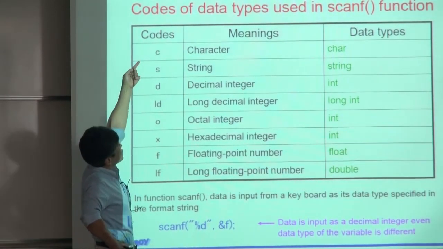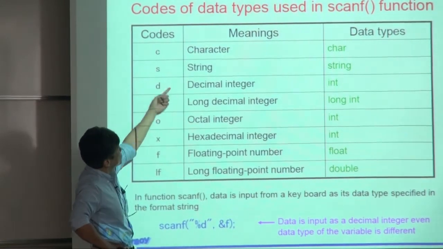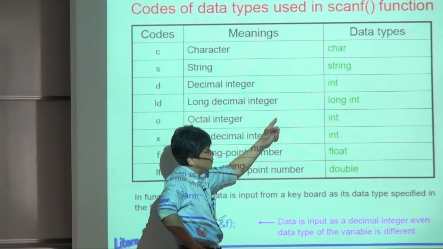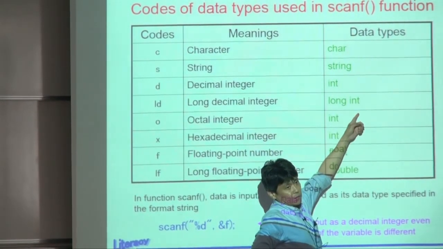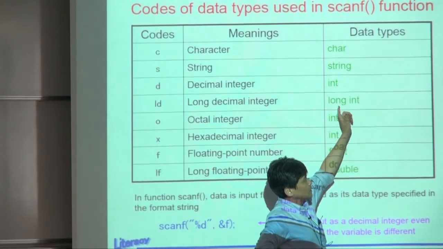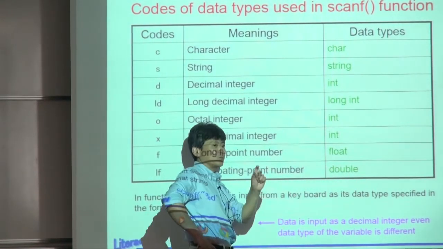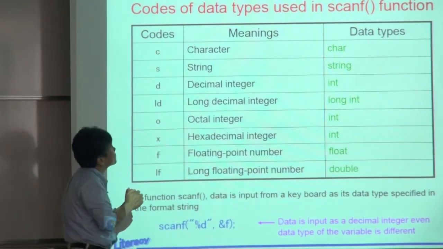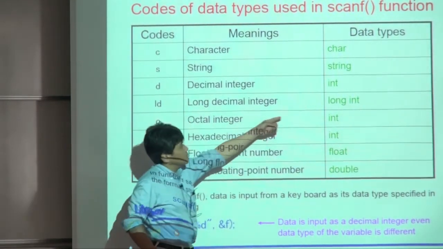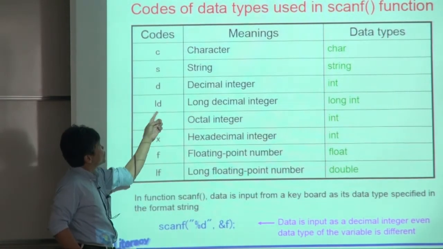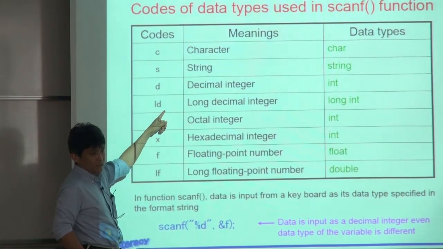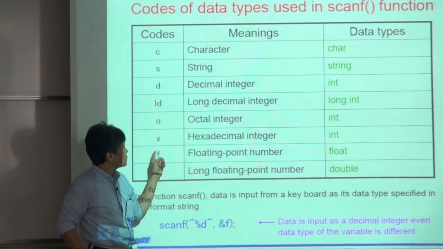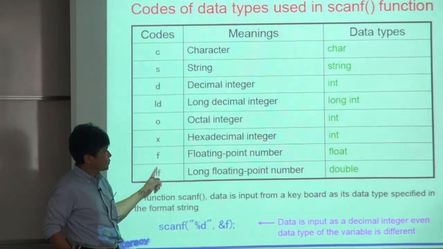So C for character, S for string, D for decimal integer, and LD, long decimal integer. If you specify any variable as long int, okay? So in this case the corresponding variable has a double size of integer type. So for this variable, you have to use LD characters as code string. Okay, and O for octal integer, and X for hexadecimal integer, and F and LF. I already explained.